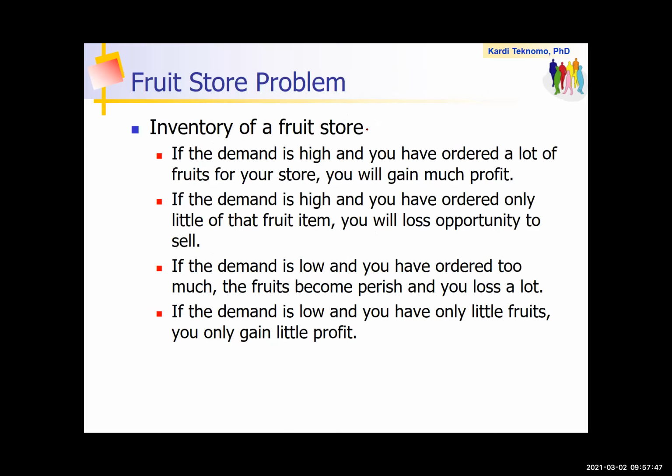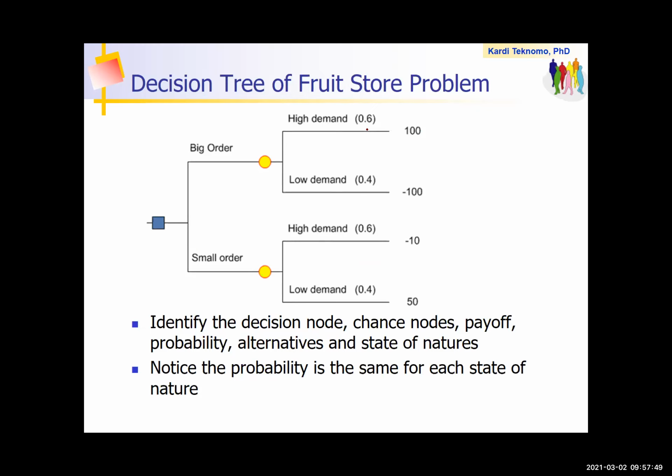Until here, is there any question? Can you draw the decision tree of your problem? Easy, right? So remember you have decision node, which represents alternative, and you have chance node, which represents the state of nature. In the chance node, you set the probability. At the end, in the leaf node, you have the payoff.